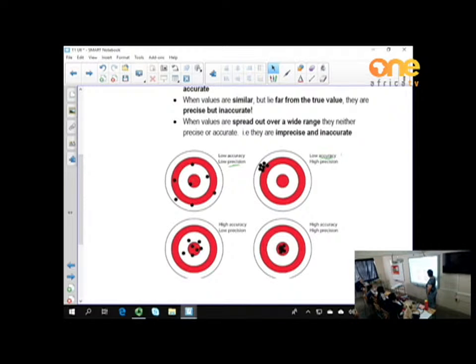Here, my accuracy wasn't good because I didn't hit the bull. But it was very precise because all my shots are concentrated here in one place. Here we have high accuracy because they're almost all in the bull, but they're not grouped tightly together. So not very precise. And over here, high accuracy, high precision. High accuracy because I hit the bull, and all my readings are close together. So they are precise.